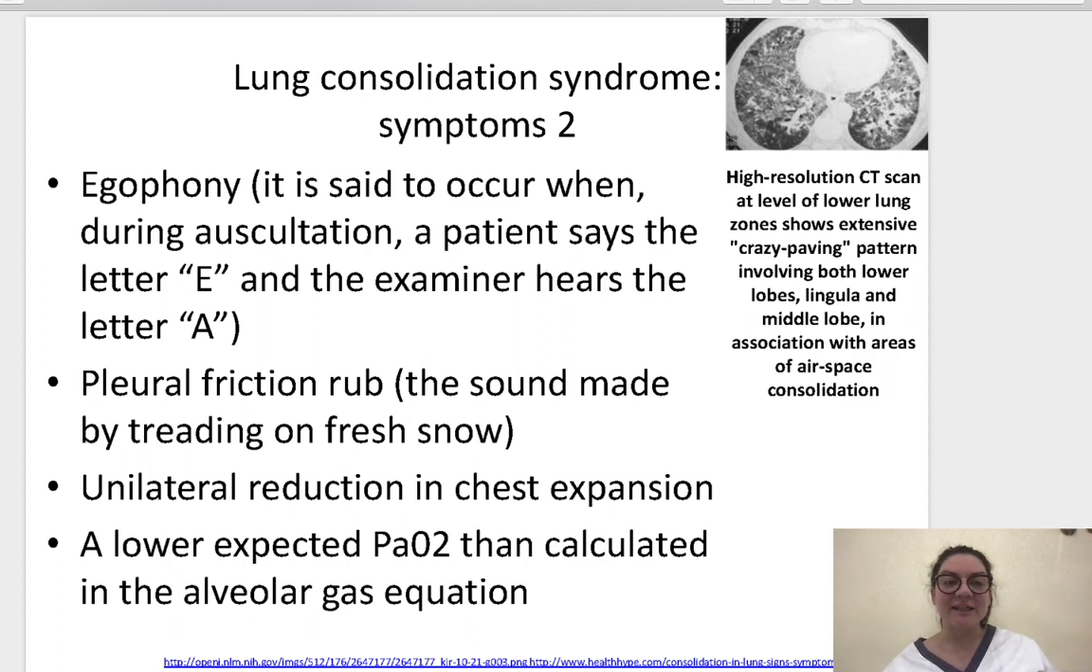More symptoms. It can be egophony. What is this? It occurs when, during auscultation, the patient says the letter E and the examiner hears the letter A.